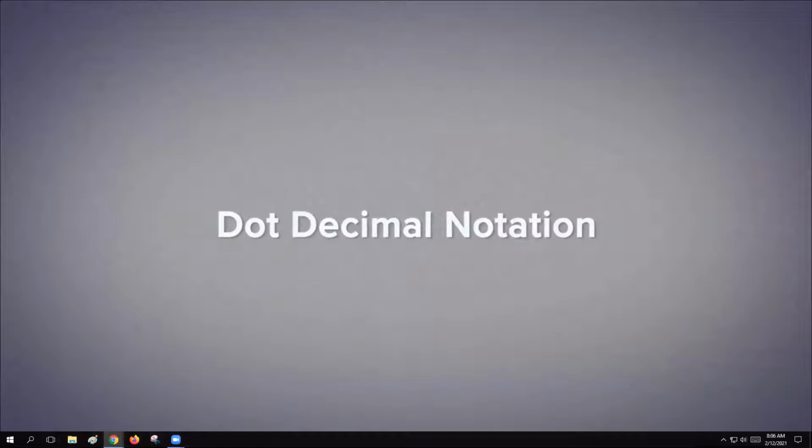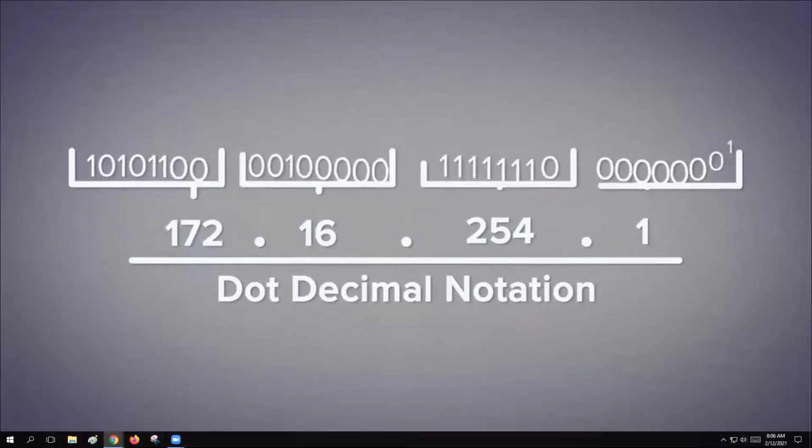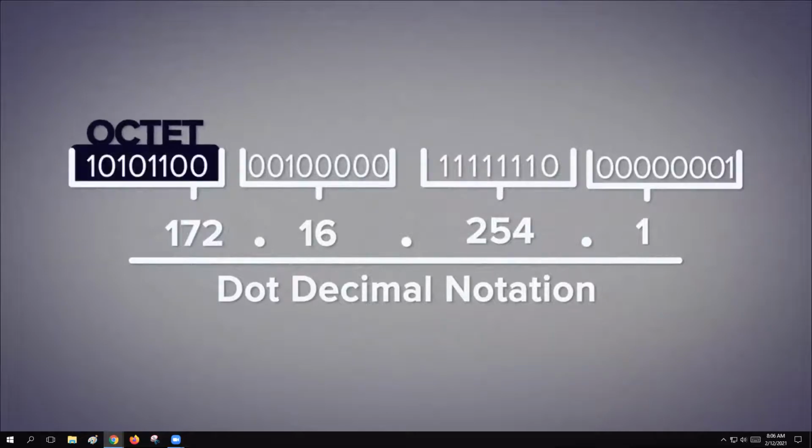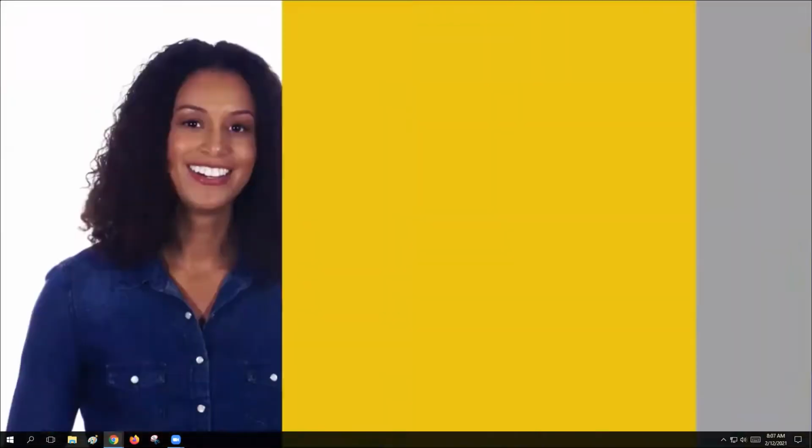A common abstraction used to express an IPv4 address is the dot decimal notation. An IP address has 4 bytes. Each byte, or 8 bits of binary, is called an octet. Each octet in the IP address is converted to decimal. The 4 decimal numbers are separated by a period referred to as a dot. Dot decimal notation is much easier for humans to deal with than binary.